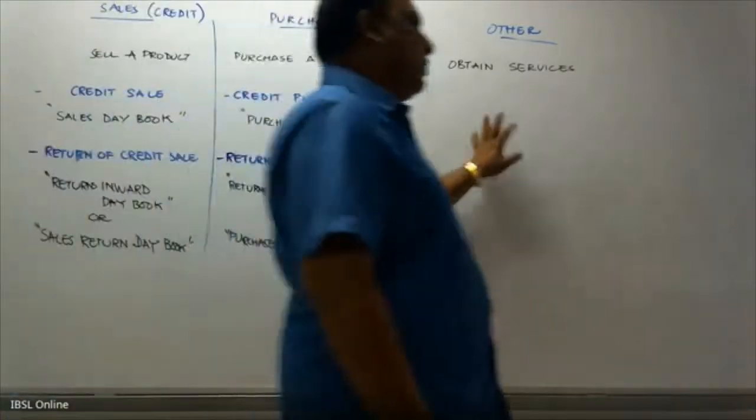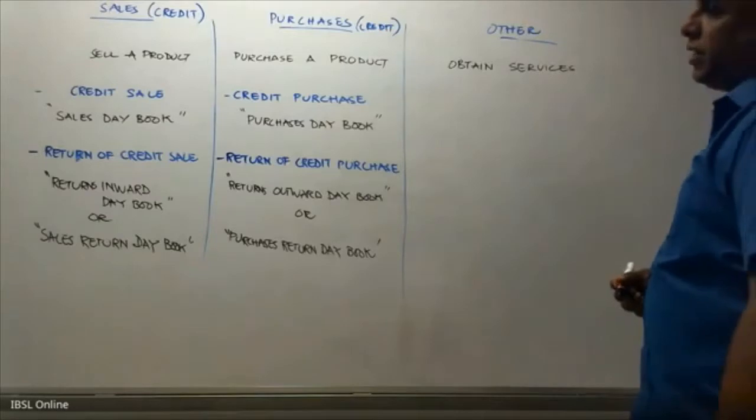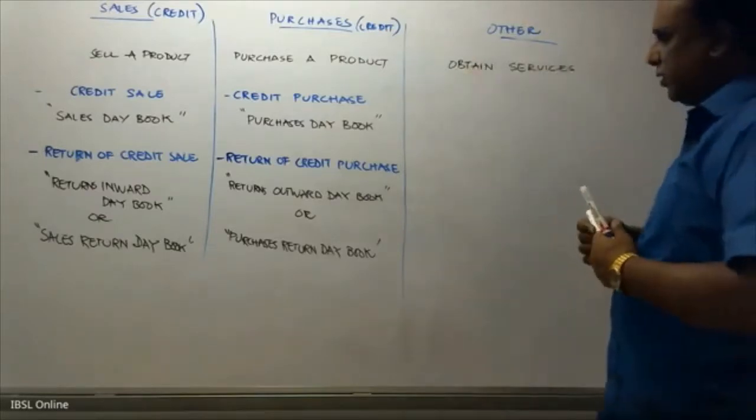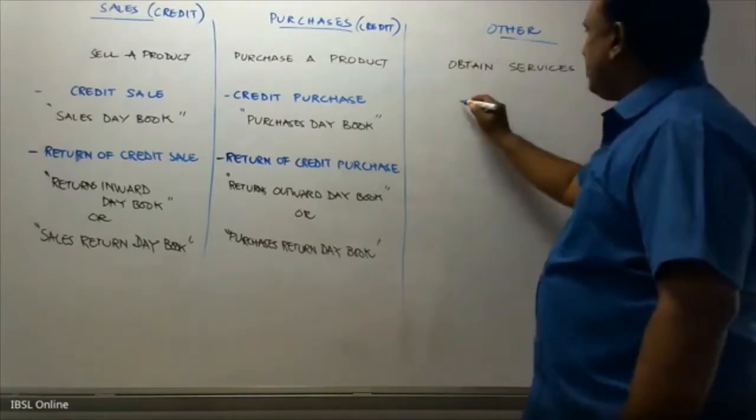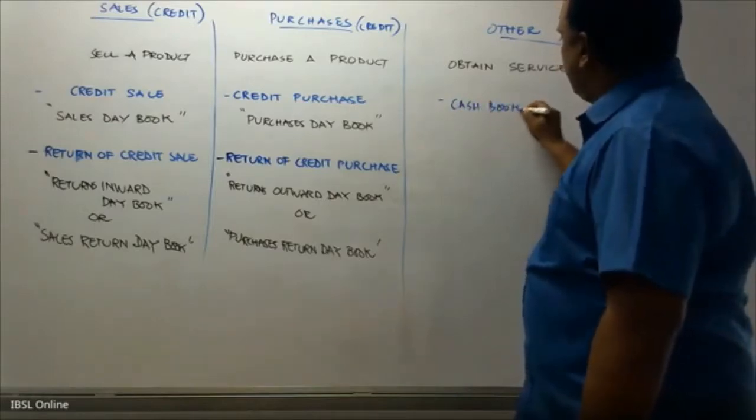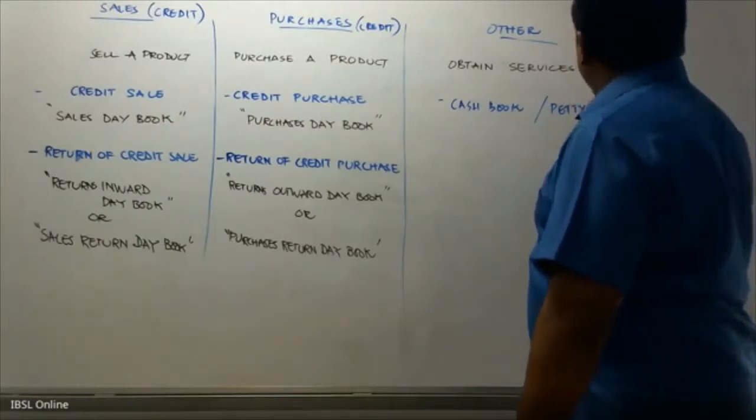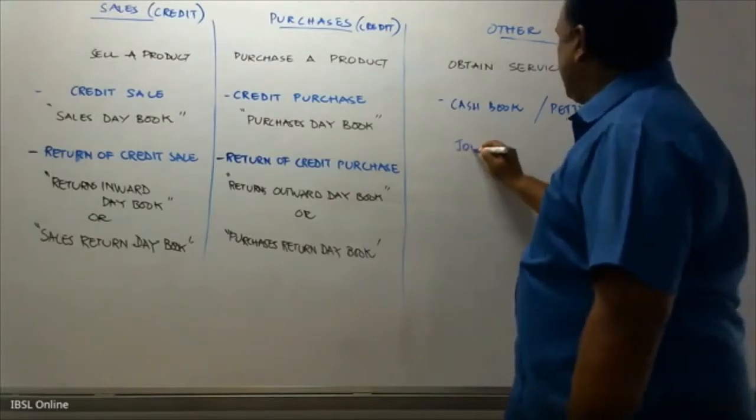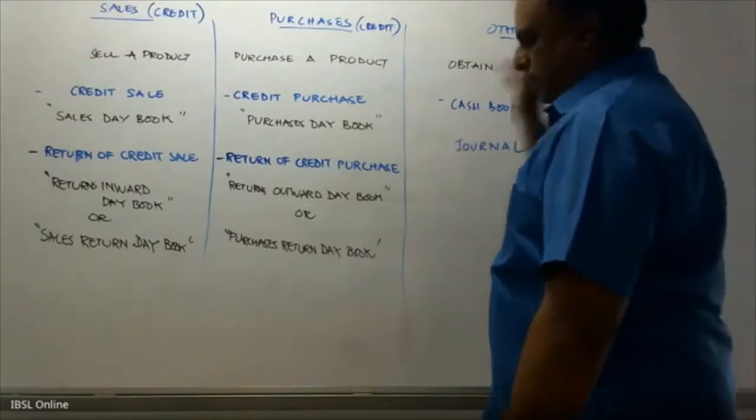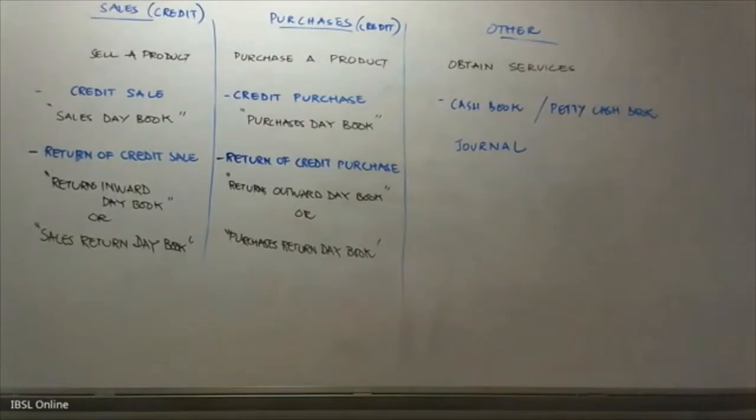All the other transactions are recorded in the general ledger, other than these two ledgers. So here you can have the cash book, the petty cash book, and the journal. Okay, you can take down this. Take down this for your records.